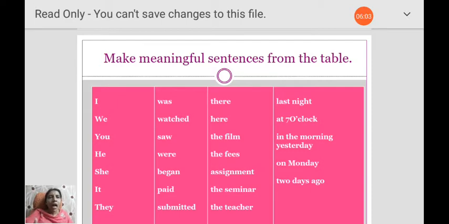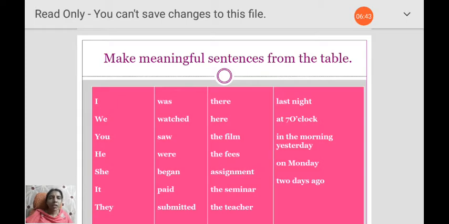Or I began the film on Monday, if you are a director. Then I paid the fees 2 days ago. Anything you can write there. Or I paid the fees in the morning yesterday. Something like that. And I submitted the assignment, or I submitted the assignment 2 days ago.